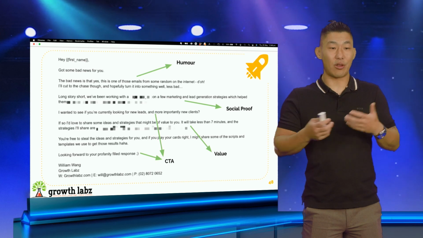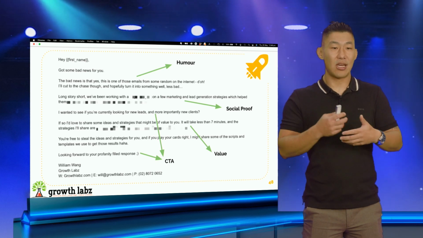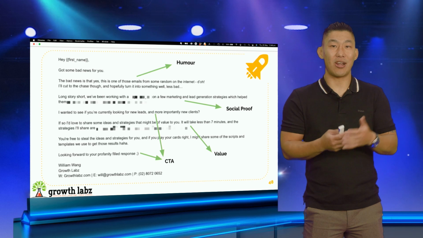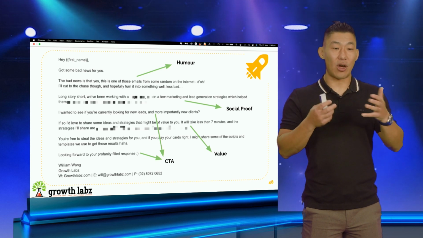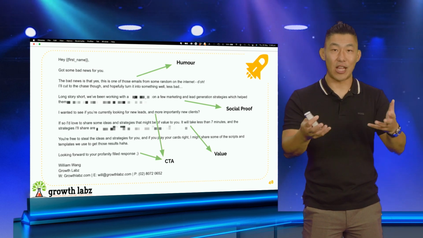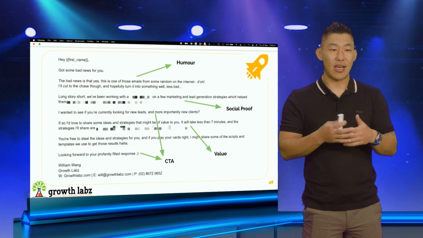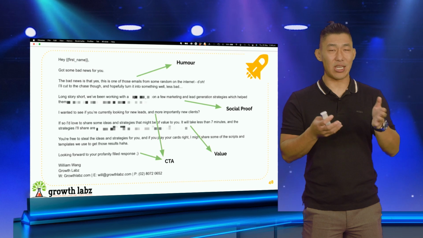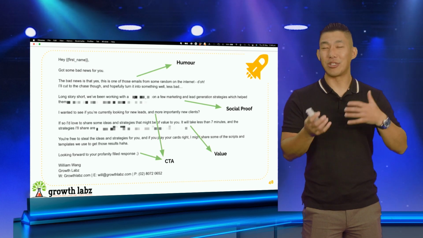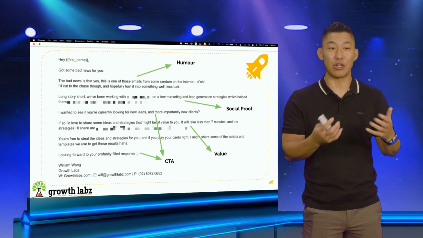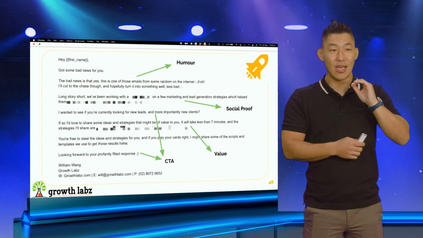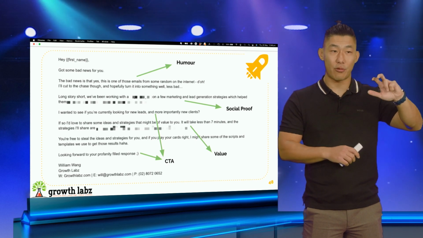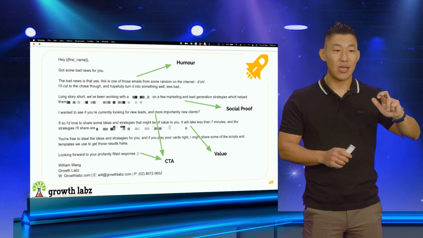I wanted to see if you're currently looking for new leads and more importantly, new clients. That's kind of the baiting question, right? I get them engaged. And then if so, I'd love to share some ideas, right? The value exchanging. And I've got a pretty funny call to action as well. And I also said, I think on this email, I just want a 7-minute phone call, which is a little bit different, using a lot of psychology and humor in this email. But as you can see, I've got the core 3 elements, the essential 3 in here.